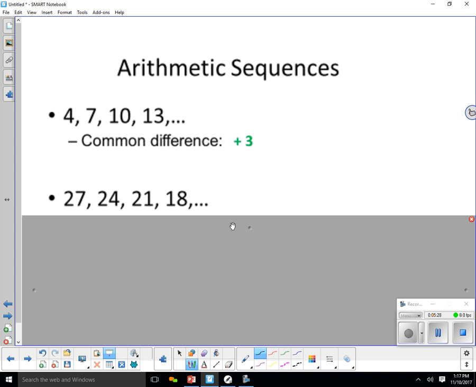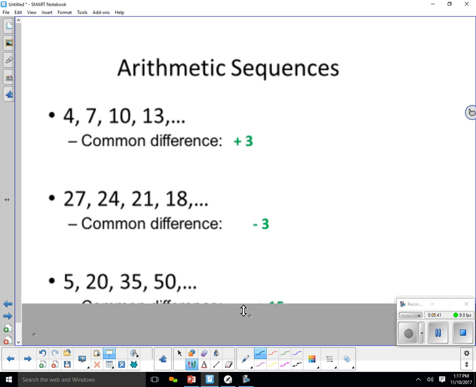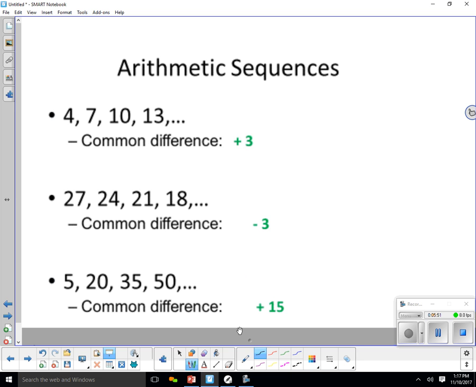27, 24, 21, 18. Benji. Now, I can't minus, so I have to do what? Add negative 3. Okay, so I'm adding a negative 3. What about 5, 20, 35, 50? Oh, somebody different. Paul. I'm adding 15. So my common difference is 15. Did everybody see that? Arithmetic is pretty simple just because we're adding and we like to add better than anything.